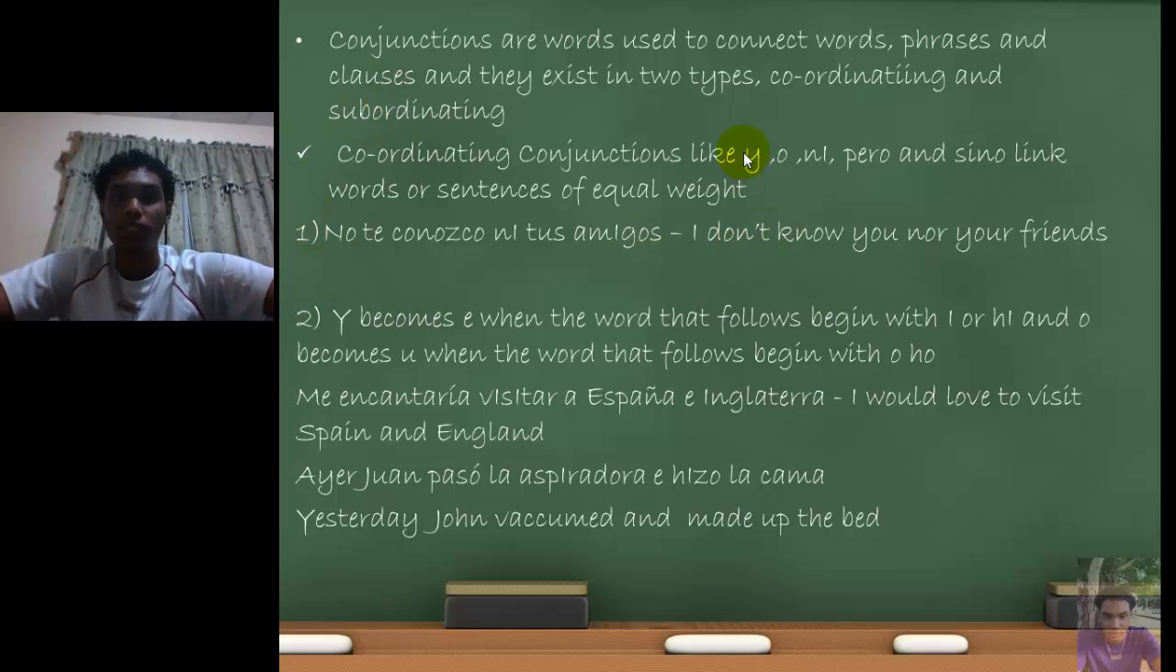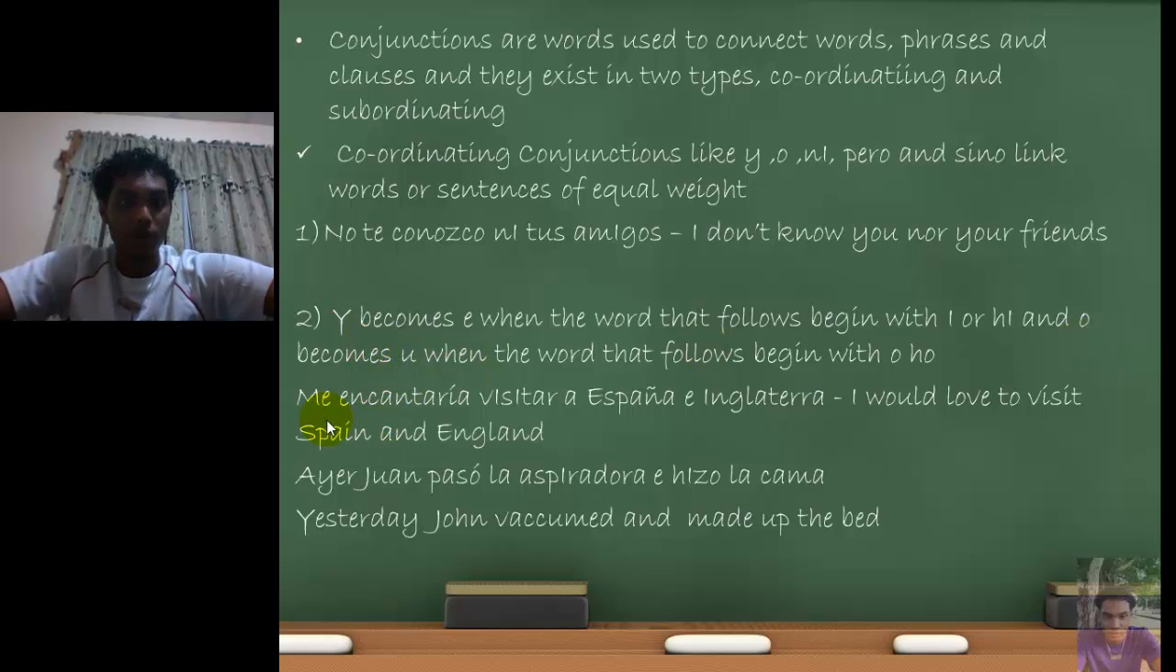So I've put all the coordinating conjunctions first. Those are y, o, ni, pero, and sino. Please note sino does not have an accent. It's the font, sorry. So por ejemplo, no te conozco ni a tus amigos. I don't know you, nor do I know your friends. Right? This is very important because a lot of people tend to leave it out.